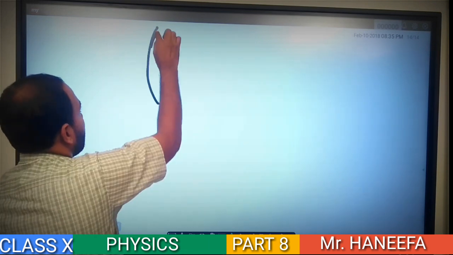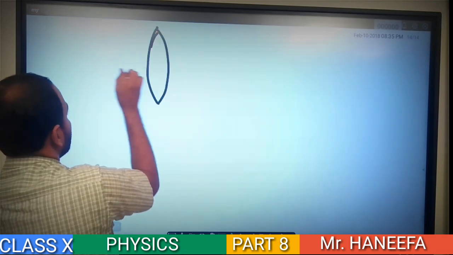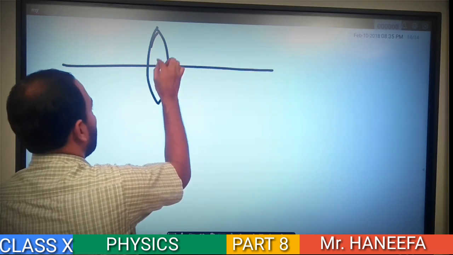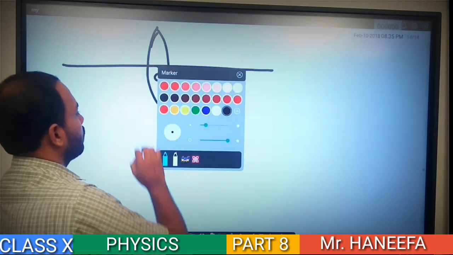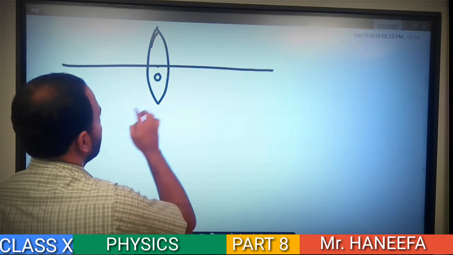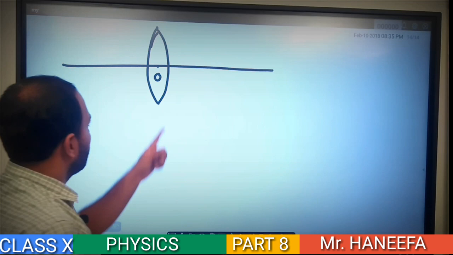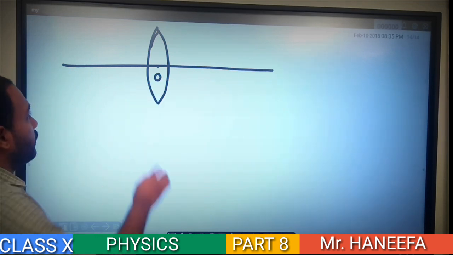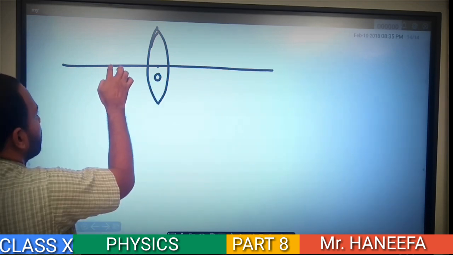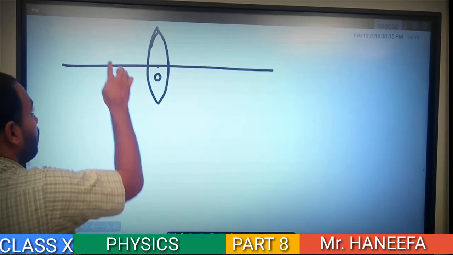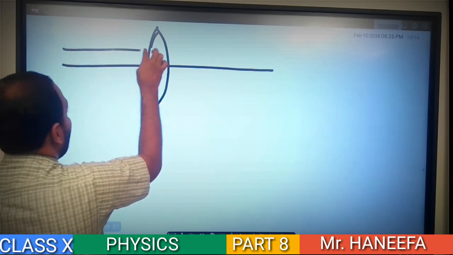So first we consider a convex lens. This point is called optical center. This line is called... this point is called optical center. Here is C1 and C2.